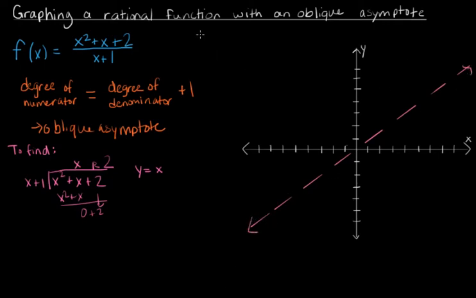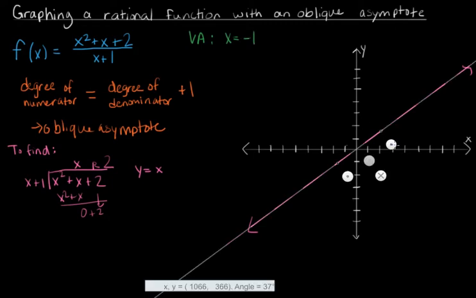Now, we can still have vertical asymptotes. Remember that vertical asymptotes happen whenever the denominator is equal to 0. So in this case, our vertical asymptote is going to be x equals -1. Let's go ahead and draw that in.